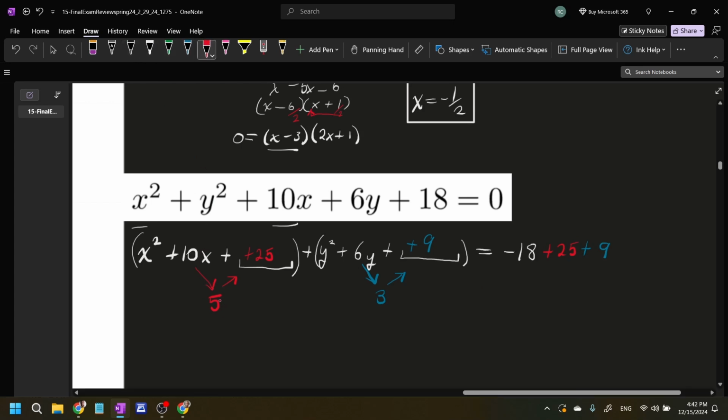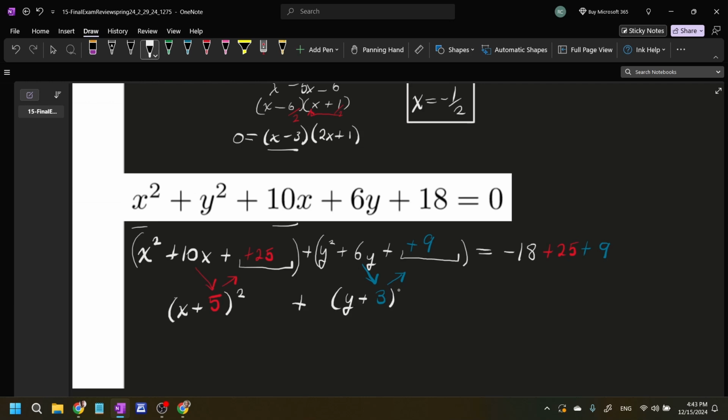Okay. Notice I wrote the 5 and 3 right where they are because then from there we know that the left one can be written as x plus 5 squared. So just leave the 5 there. And the right one can be written as y plus 3 squared. Leave the 3 there. And on the right side, we've got negative 18 plus 25 plus 9. So that's really 25 minus 9, which is 16.